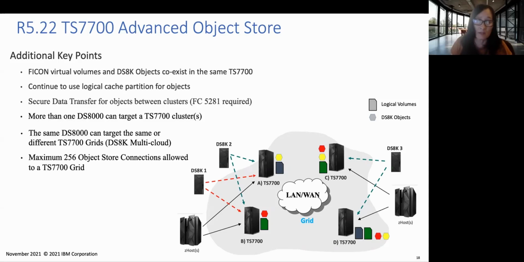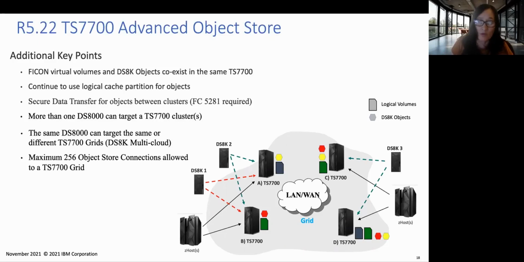Secure data transfer is an item we came out with for tape logical volumes in the 5.0 time period as well. Now that we're replicating objects between 7700s, that secure data transfer feature, feature code 5281, also applies to the object data we will now be replicating. So if you already have 5281 and have it turned on, this will automatically include your objects.